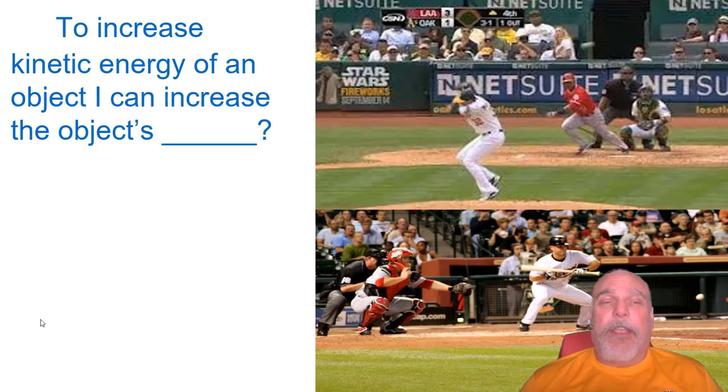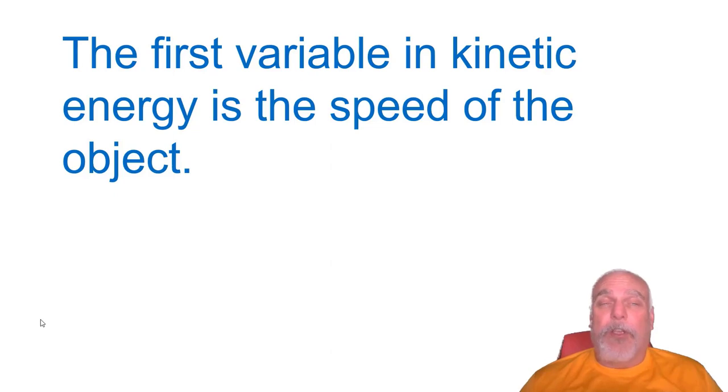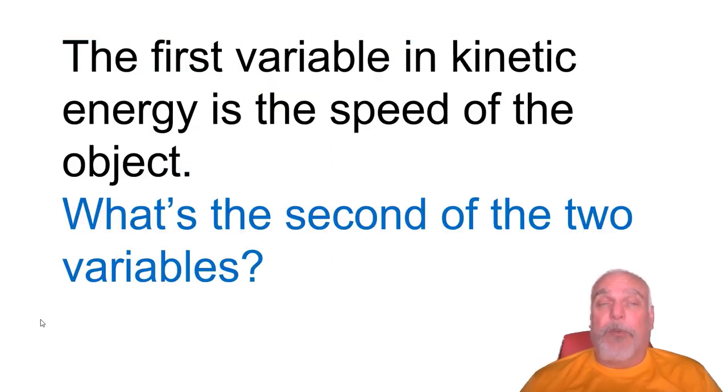To increase kinetic energy of an object, I can increase the object's what? Well, I can increase the object's speed. If I increase the object's speed, I'm also increasing the object's kinetic energy. The first variable in kinetic energy is the speed of the object. Let's get to variable number 2.